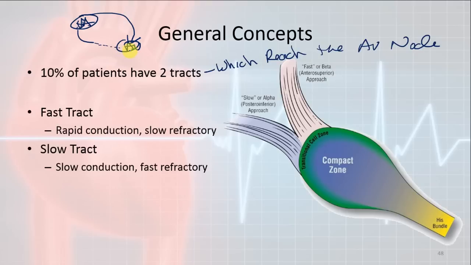Now, this causes a problem. What happens is the fast track will depolarize the impulse very quickly, and the impulse will reach the fast track and the AV node first. It always reaches it first because it's depolarizing faster. What will happen is the slow track, as it's depolarizing, it will take a lot longer to get down here to the AV node.